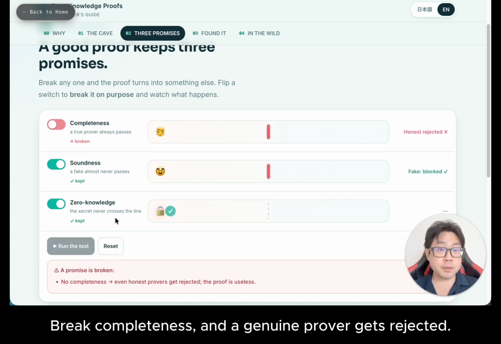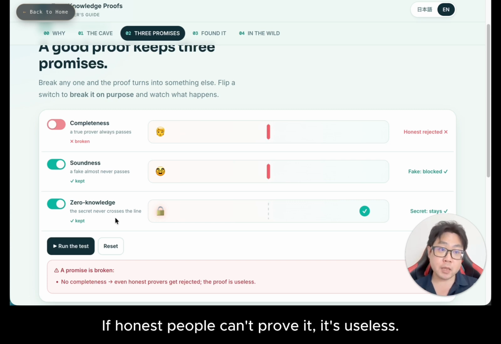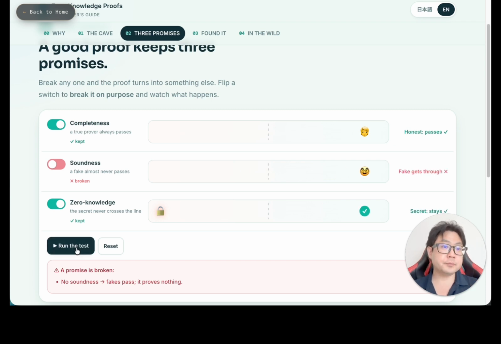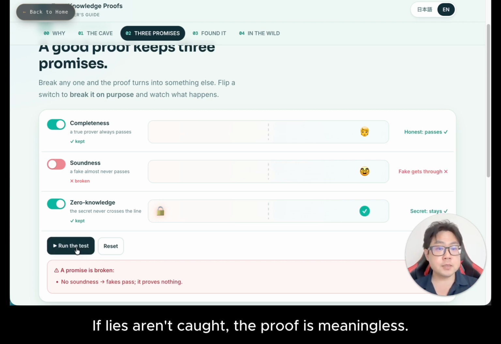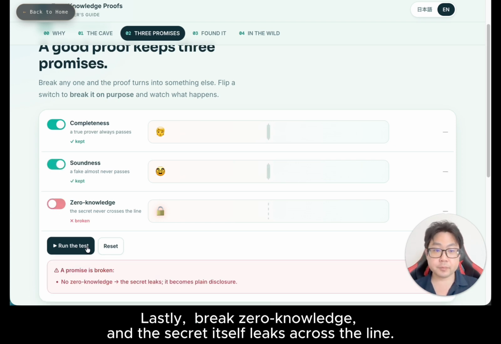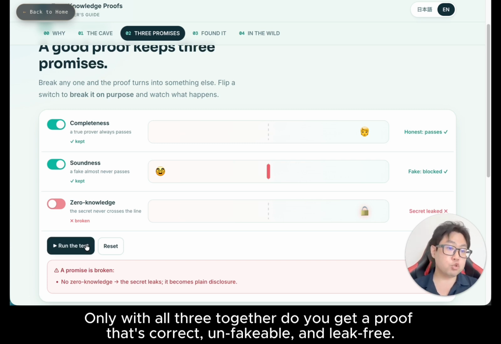Now, break completeness and run the test. And a genuine prover gets rejected. If honest people can't prove it, it's useless. Next, break soundness. Run the test. And a fake gets through, like this. If lies aren't caught, the proof is meaningless. Lastly, break zero knowledge. And the secret itself leaks across the line. Only with all three together do you get a proof that's correct, unfakeable, and leak-free.